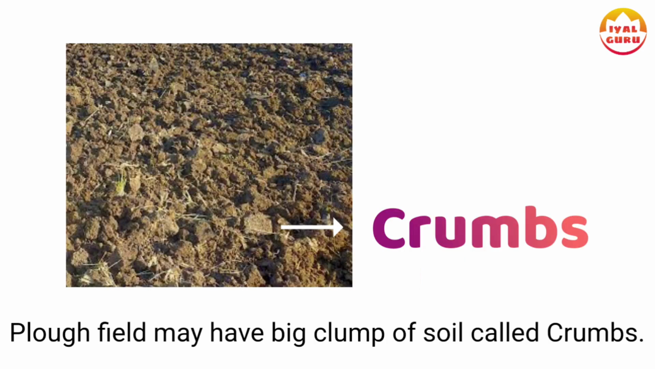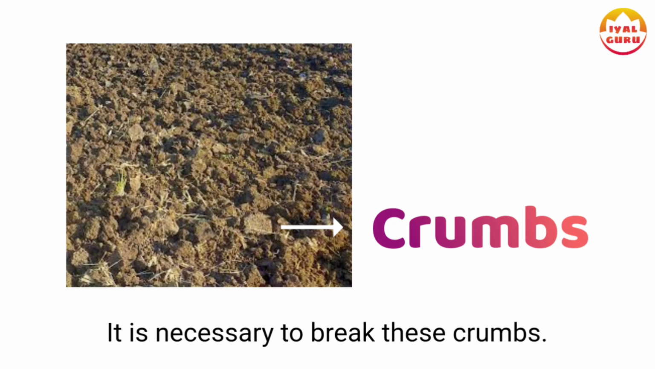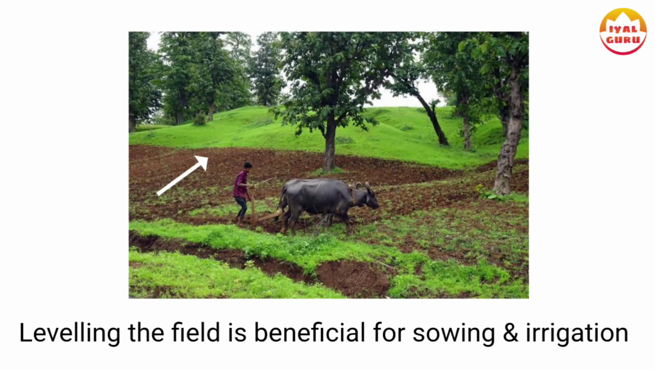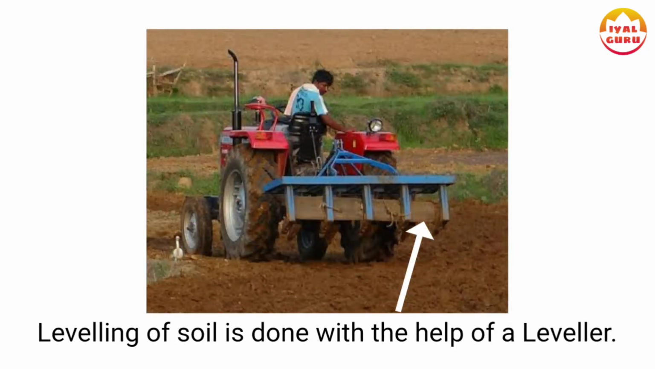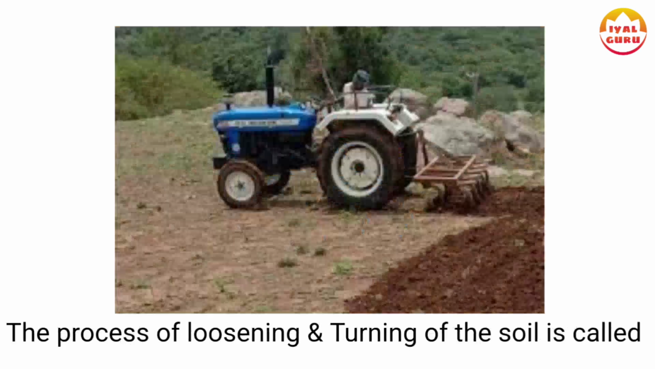A plowed field may have big clumps of soil called crumbs. It is necessary to break these crumbs. Leveling the field is beneficial for sowing and irrigation. Leveling of soil is done with the help of a leveler. This is an example of a homemade leveler.